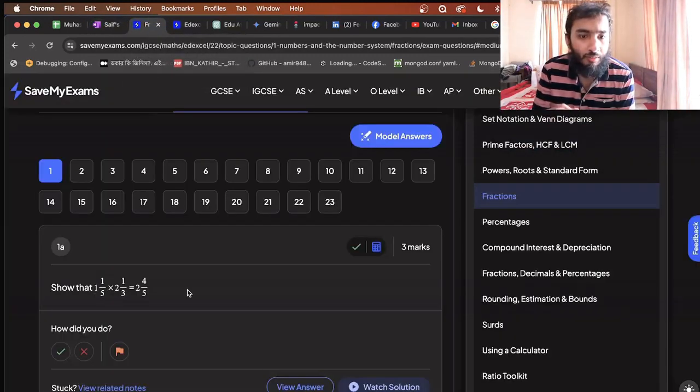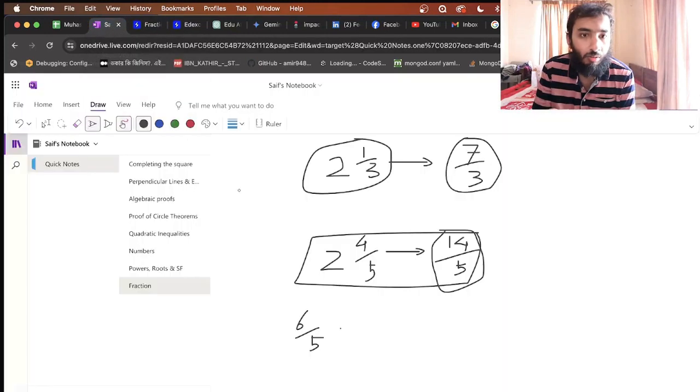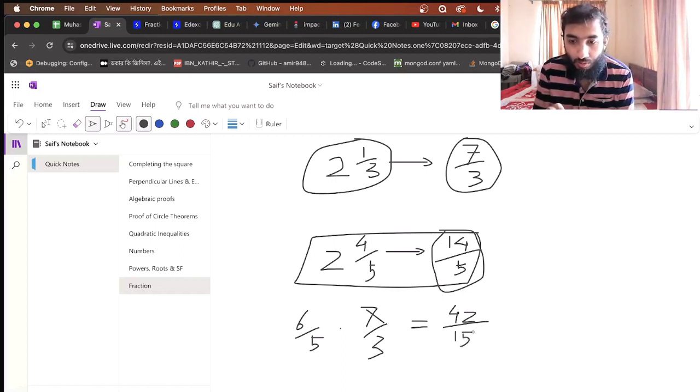And what is the right hand side? The right hand side is 14 by 5. So do we get 14 by 5? If I multiply 6 into 7, we get 42, over 5 multiplied by 3, which is 15. So 42 by 15. Can we divide both the numerator and denominator?